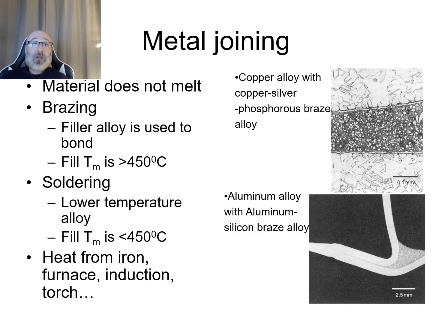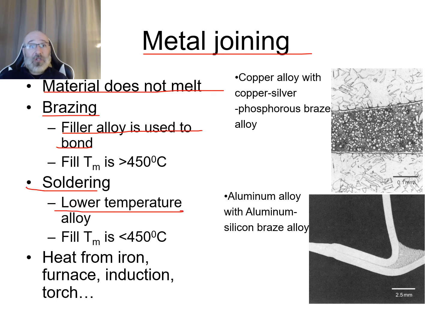Now some other types of metal joining that we can discuss here. This is where the material does not melt. You have your brazing, so you have filler alloy used to bond things together. You have soldering. This is a lower temperature alloy, and again, you can use this to fill. A lot of times these are used more for electrical conductivity, things like on circuit boards, rather than structural stuff, because we're not actually melting material there.